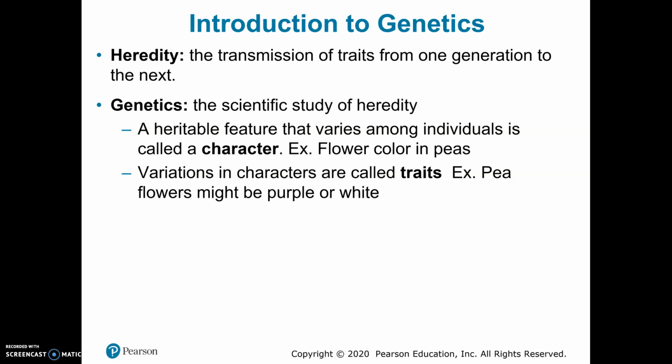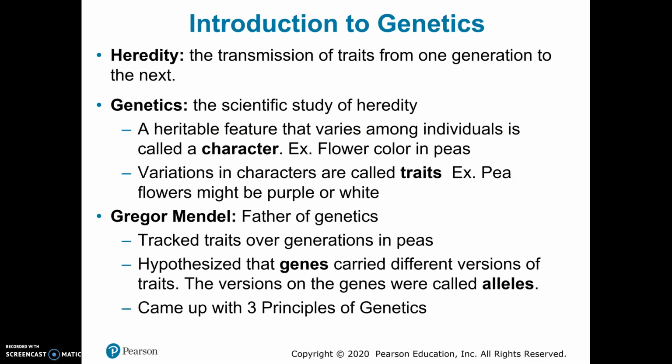And then the traits are the individual variations. So for example, for the character of hair color, you might have brown or black or blonde or red hair. For the character of blood type, you might be blood type A or blood type B or AB, etc. And in the pea plants, flower color could either be purple or white. So those were different traits, and the character was the general characteristic that had these variations.